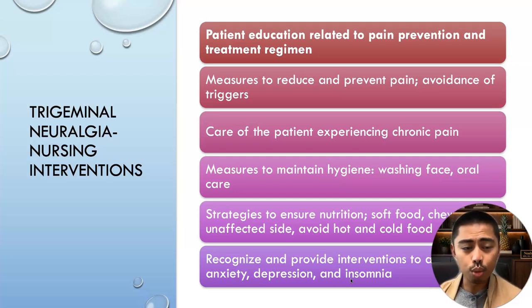For emotional support, we gotta make sure, again, we acknowledge their anxiety and depression because they're having chronic pain. We don't want to fix it yet. First, you gotta acknowledge and reassure. We also have to educate them. Medication adherence and early symptom reporting is vital.